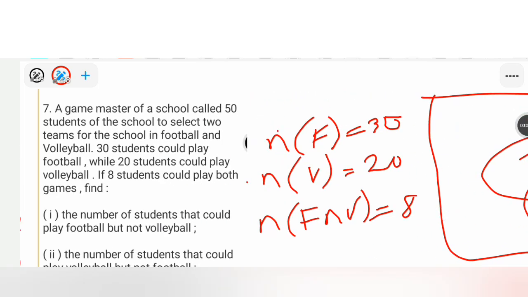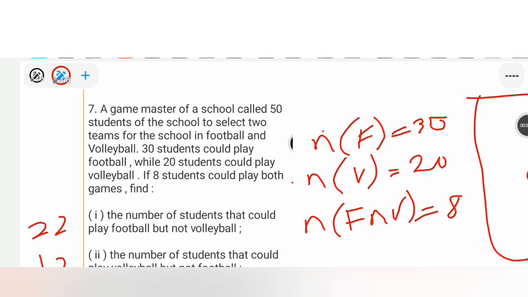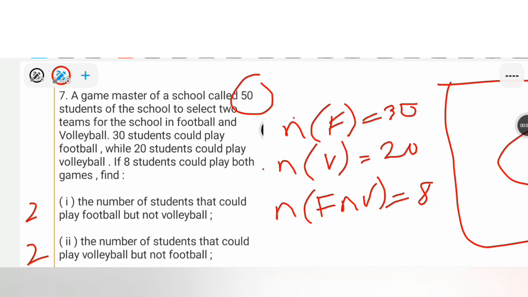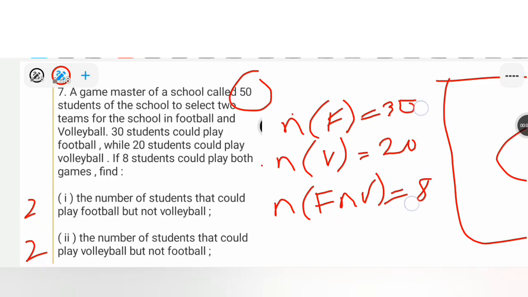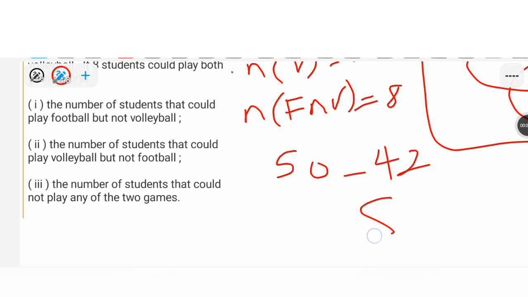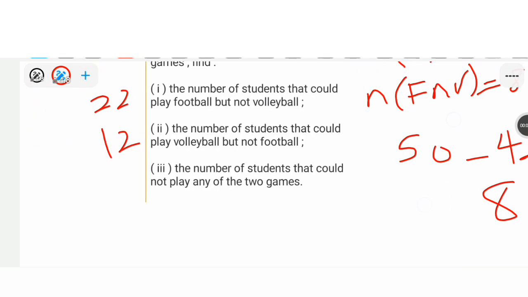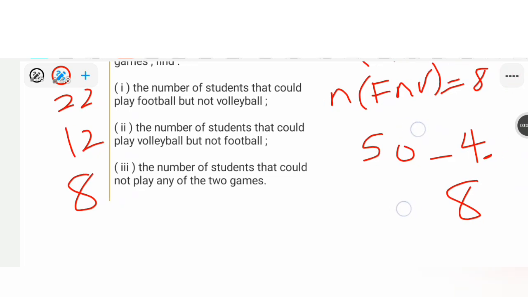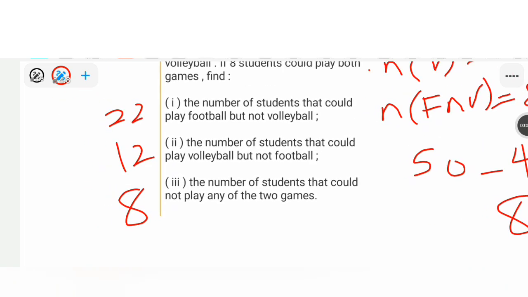But since 42 people are involved, how many people are there in the whole school? There are 50 people. But 42 students are actually playing football and volleyball. That means people that are not involved are 50, all the people in the whole class, minus people that are actually playing the game, 42. Minus that, you're going to get 8. That means 8 students are not involved at all in any of the games. Okay, so that's the answer to that question. I hope you understand how I got the answers.